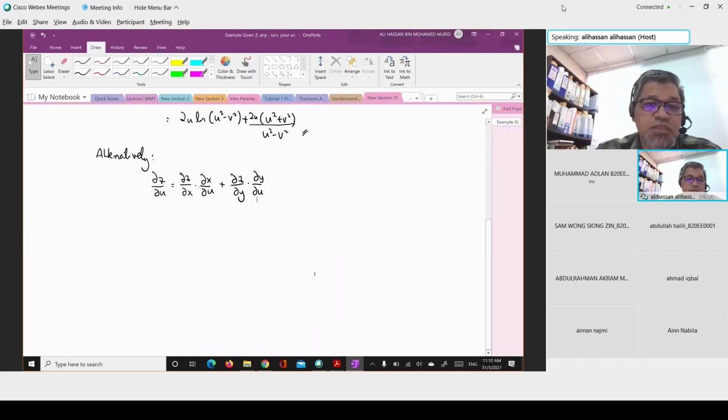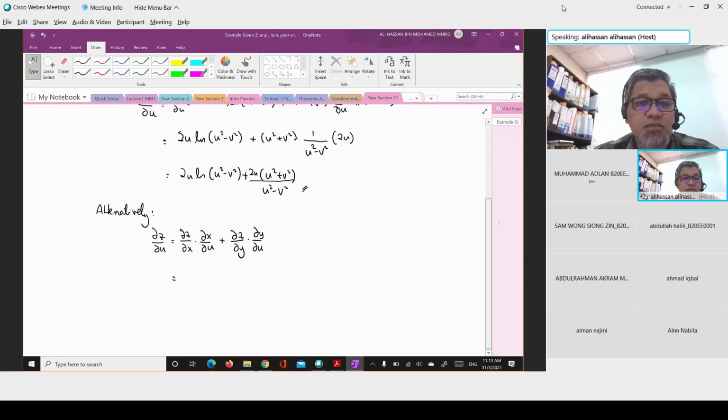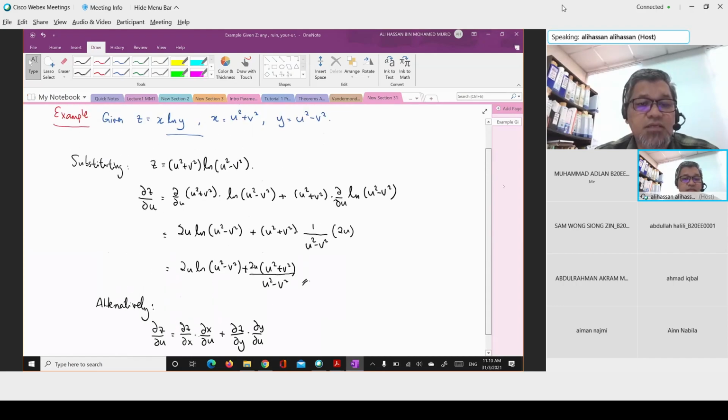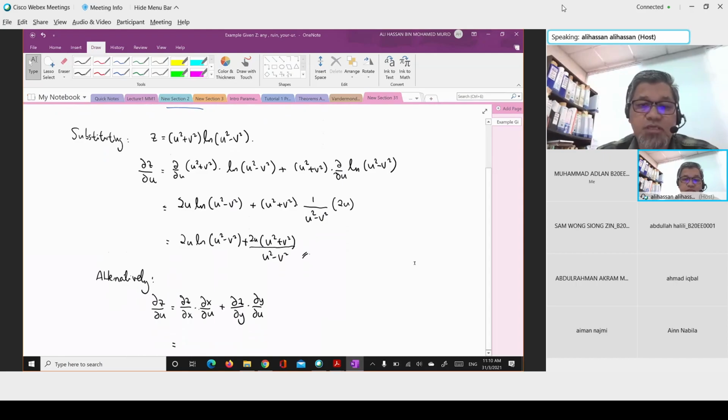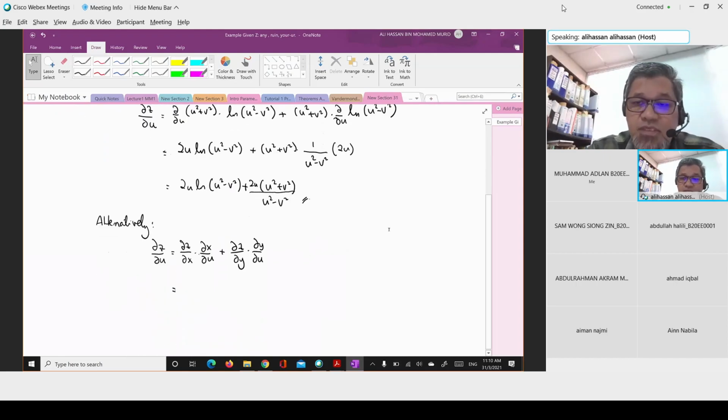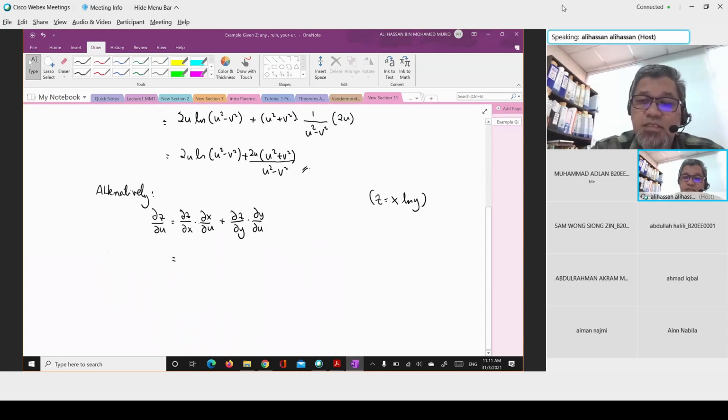So continue. What is z partial x? Look at the function z. The given function z is x ln y. Let me write it over here as a reference: x ln y. So what is z partial x? It's just ln y. And what is x just now? x is u squared plus v squared, so x partial u is 2u.